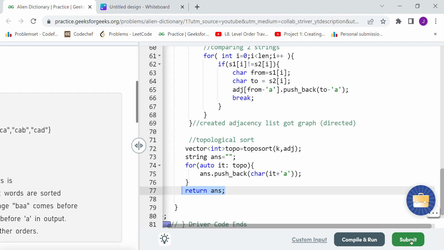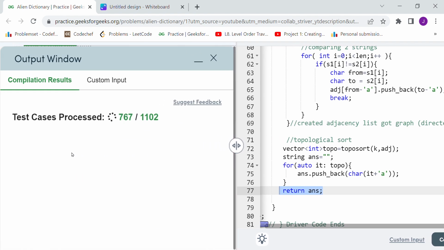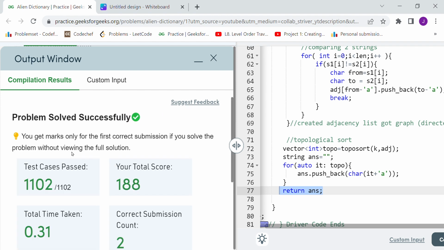Let's submit this code. Yes, complete, problem solved successfully. So this was the C++ code. This is a very easy solution.